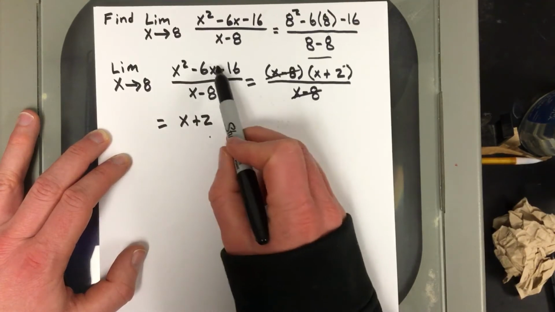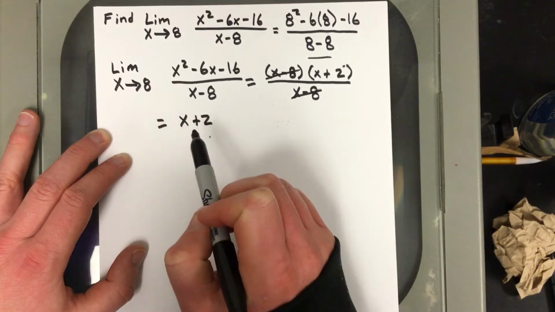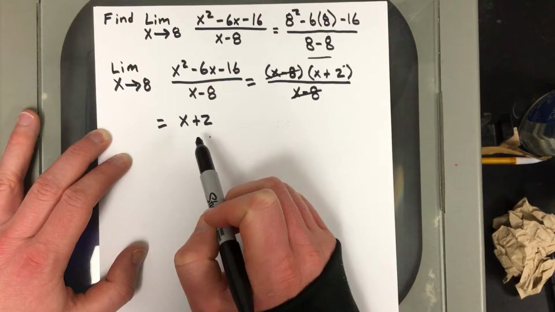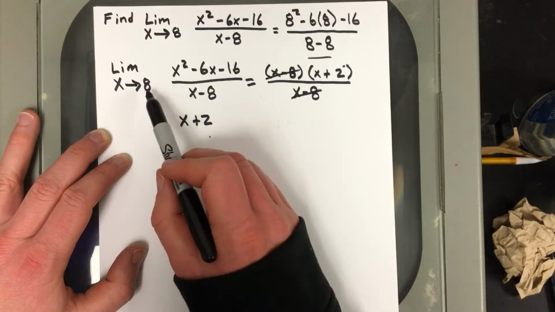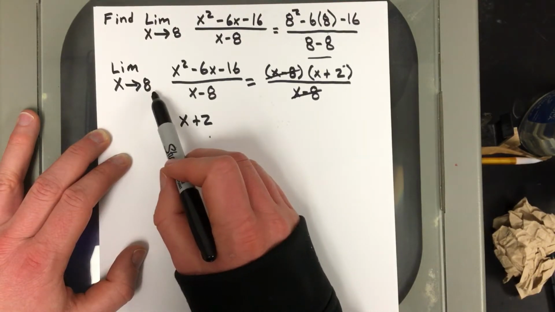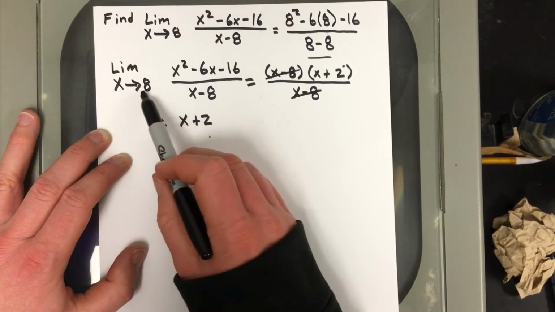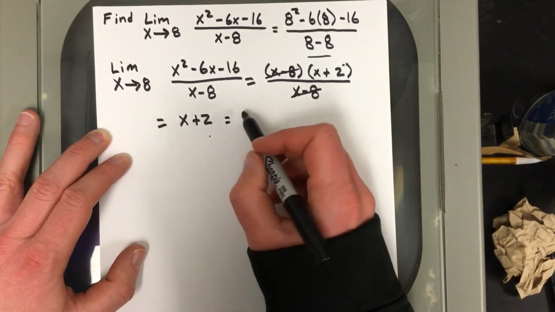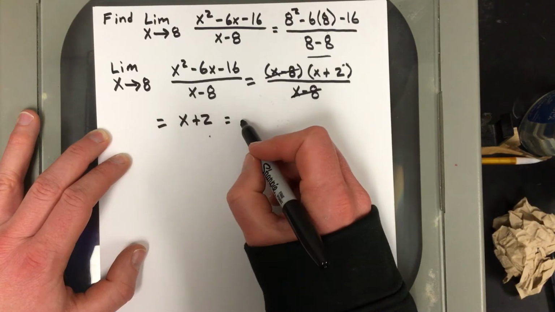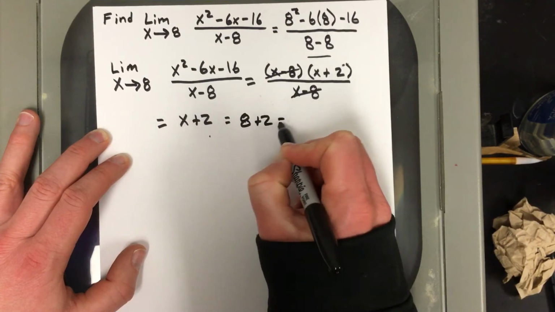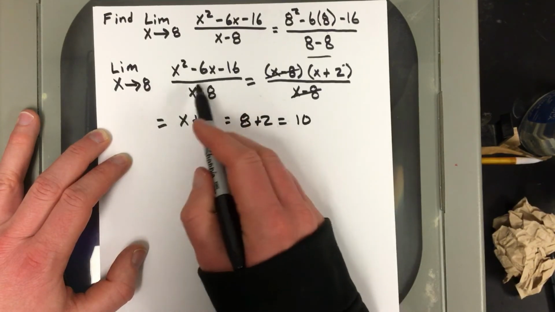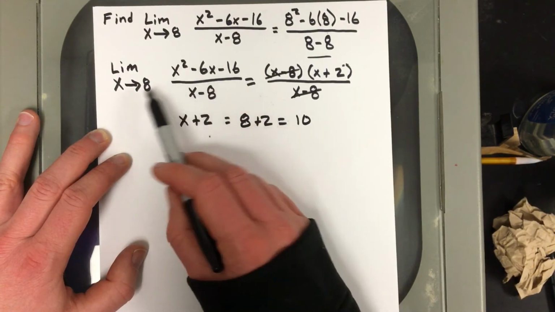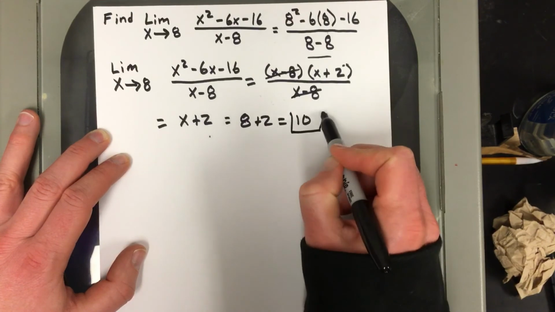I want you to understand this function is this function simplified, which is why now we can actually evaluate this at the limit as x goes to 8. We can plug 8 in. 8 plus 2 gives you 10. And so the limit for this function as x approaches 8 is 10.